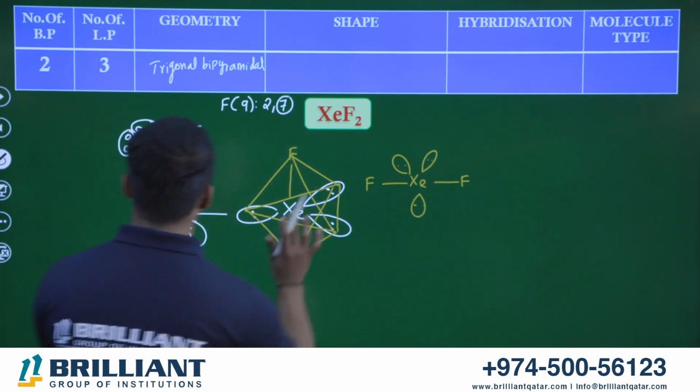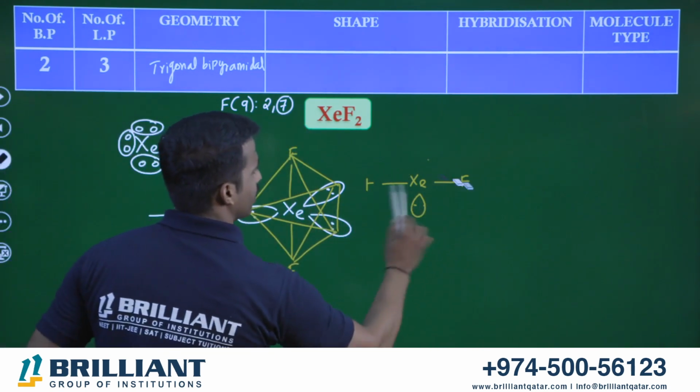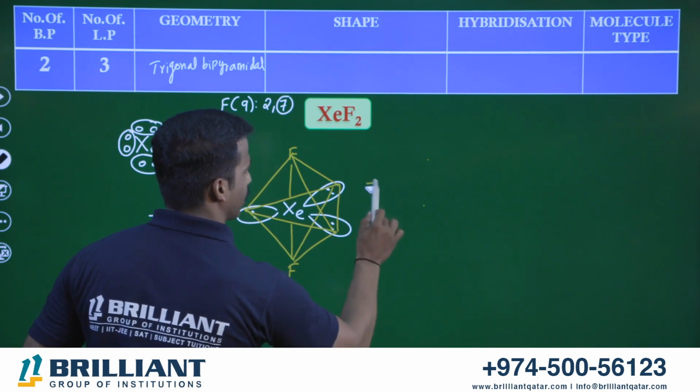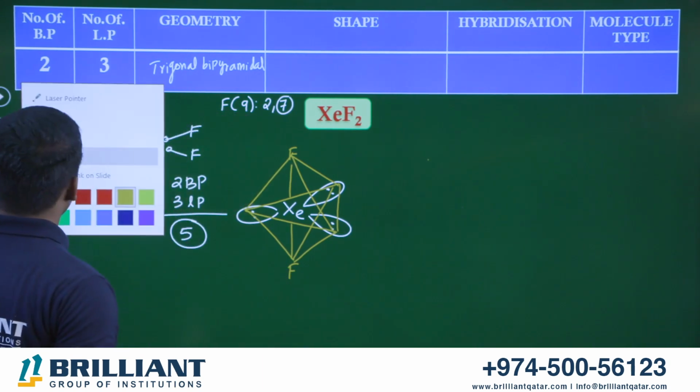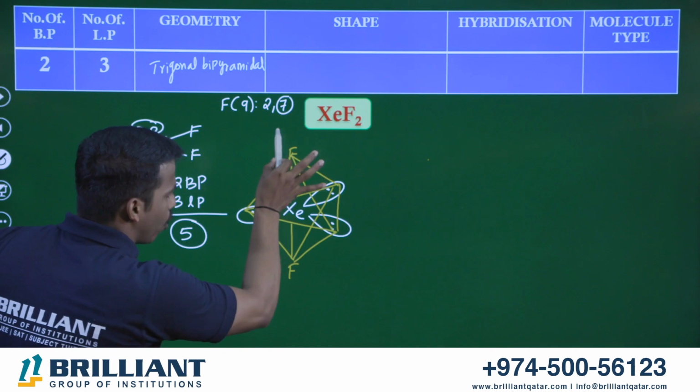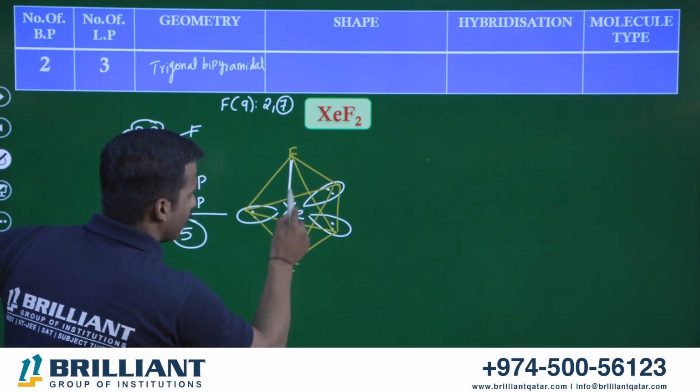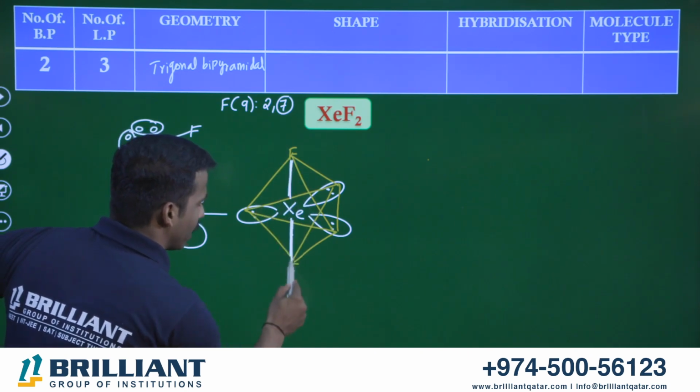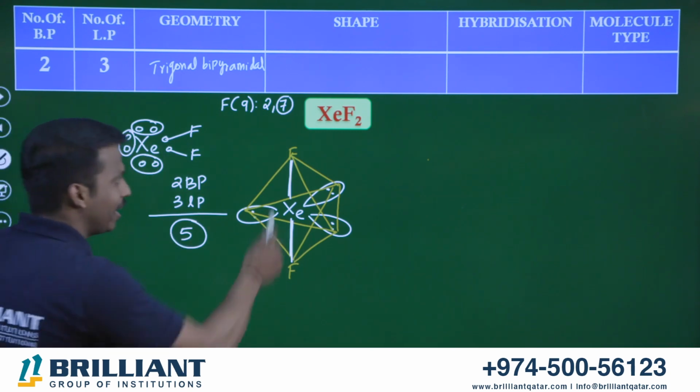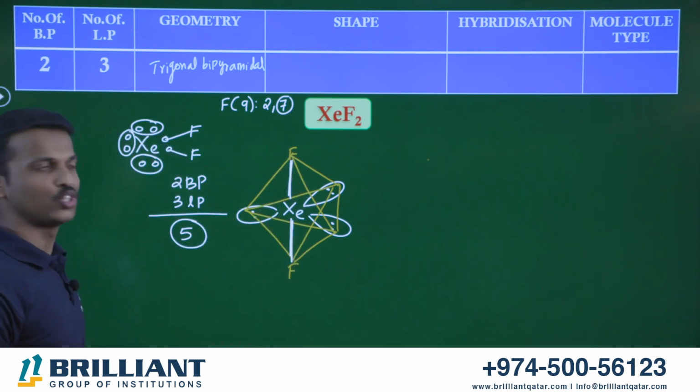Or you consider the same thing. You consider the same structure which I noticed here. All of you please look into the only bond pair. This is the bond pairs. How are they located? Are they linear? Yes, they are linear geometry, right?